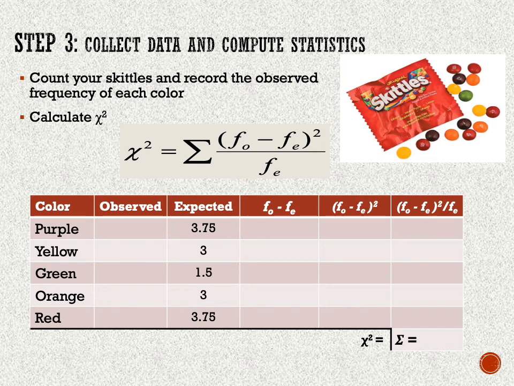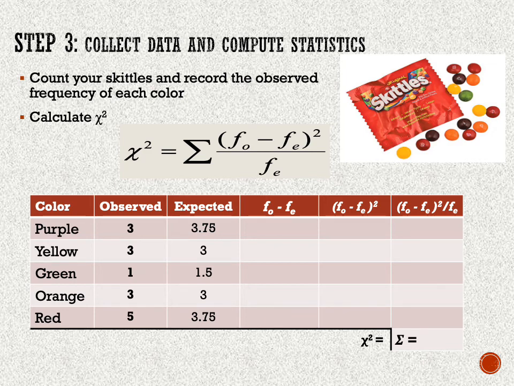So now we need our observed frequencies. What you're going to do is just use this picture here, or, I already found those. So our observed frequencies, we have 3 purple, 3 yellow, 1 green, 3 orange, and 5 red Skittles. That's what's in our actual observed data. That's what's in our actual Skittles bag.